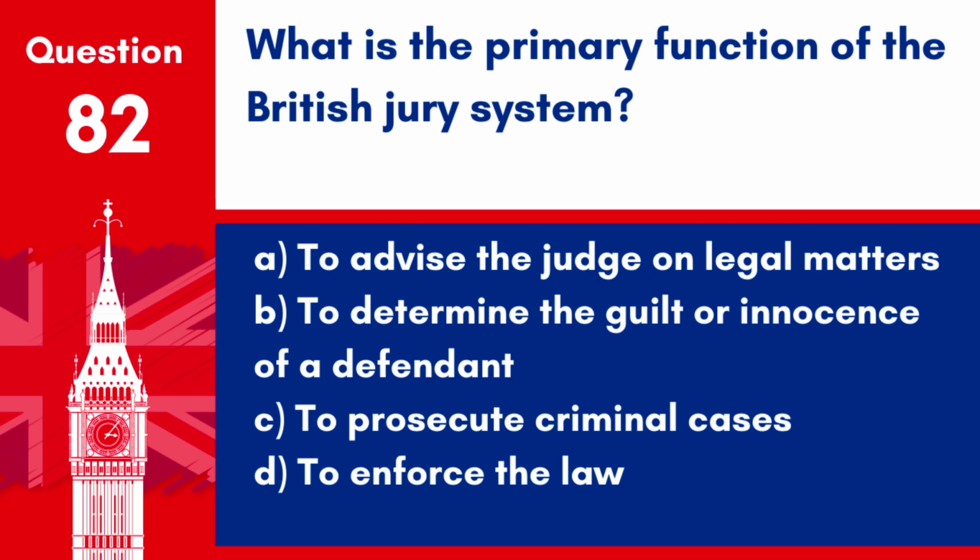Question 82. What is the primary function of the British jury system? A. To advise the judge on legal matters. B. To determine the guilt or innocence of a defendant. C. To prosecute criminal cases. D. To enforce the law. Answer B. To determine the guilt or innocence of a defendant. The primary function of the British jury system is to determine the guilt or innocence of a defendant in criminal trials, based on evidence presented.